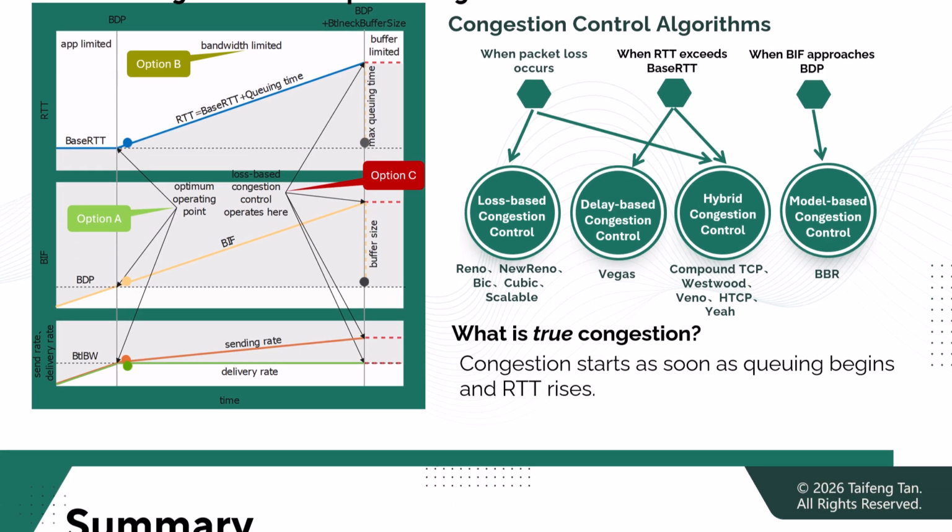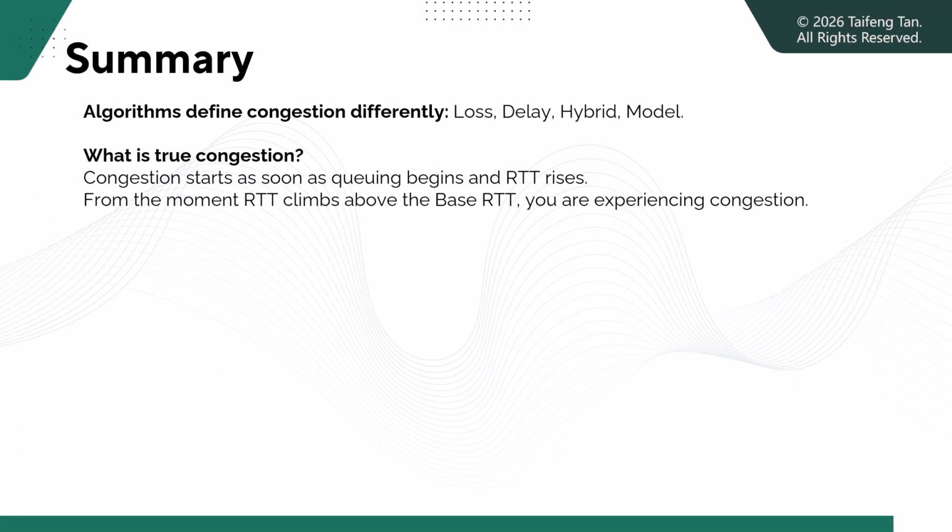All right, let's quickly recap. Different algorithms choose different signals. Loss-based, delay-based, hybrid, and model-based approaches. But from a network dynamics perspective, congestion effectively starts the moment queues begin to form and RTT begins to rise.